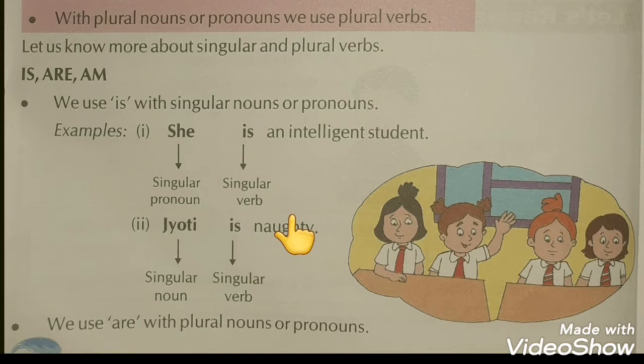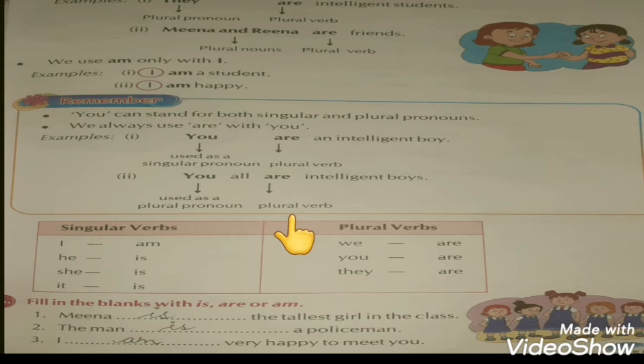We use are with a plural noun or pronoun. So students, we use are with a plural noun or pronoun. That means with any plural noun or any plural pronoun we use are. We use am only with I. Like that we can see the example. I am a student. I am hungry. I am going to school. So we use I only with am.